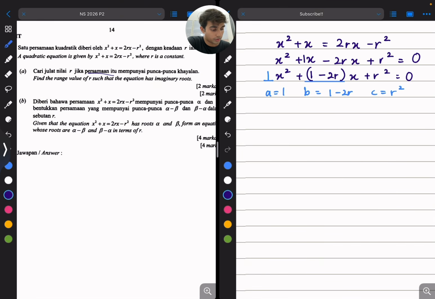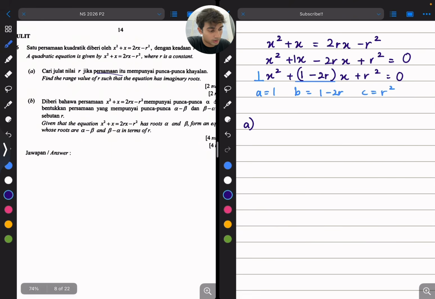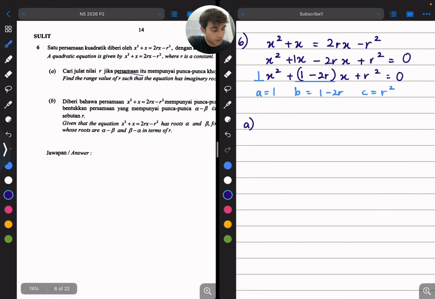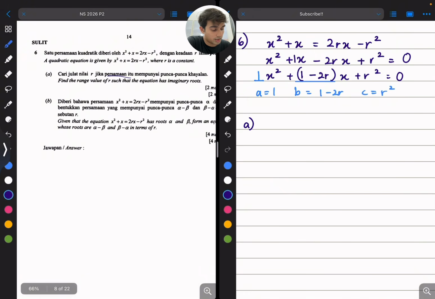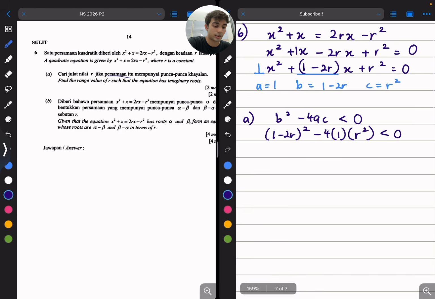Now we can solve a. This one is question 6. So since they say imaginary roots, we say b square minus 4ac less than 0. So b square minus 4ac less than 0. Then we expand and can find out.